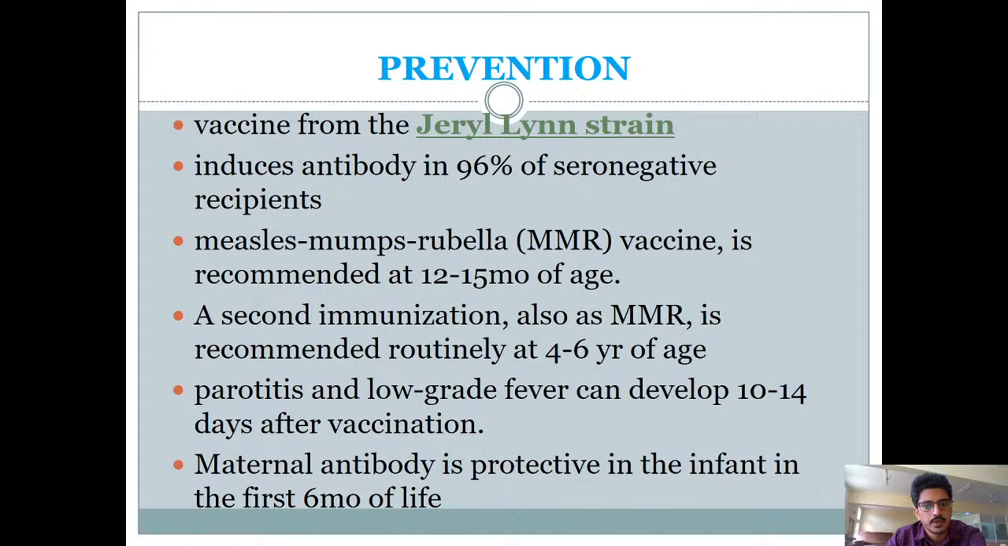The MMR vaccine is recommended at 12 to 15 months of age. A second MMR immunization is recommended routinely at 4 to 6 years of age. Parotitis and low grade fever can develop 10 to 14 days after vaccination. And maternal antibodies are protective in the infant in the first 6 months of life.